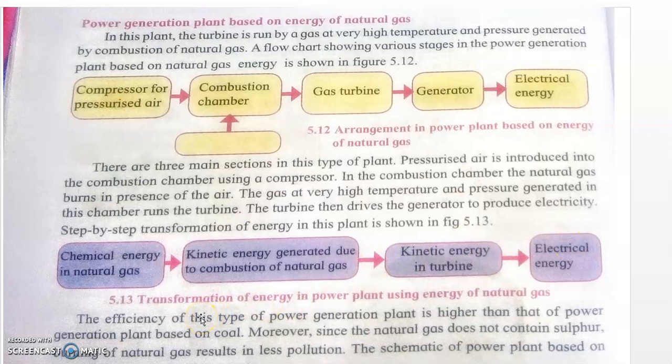The advantage of power generation based on the energy of natural gas is that it does not contain sulfur. Burning of natural gas results in less pollution. So this is how it can be represented.